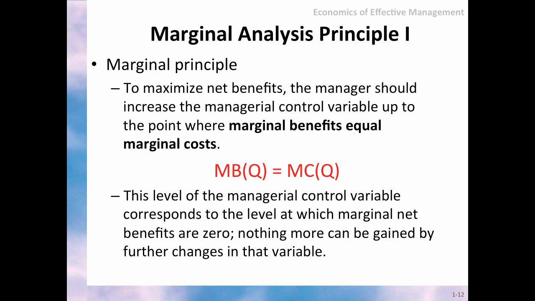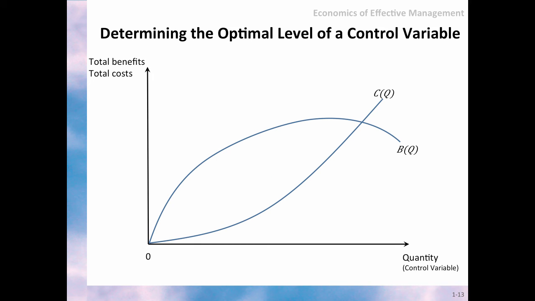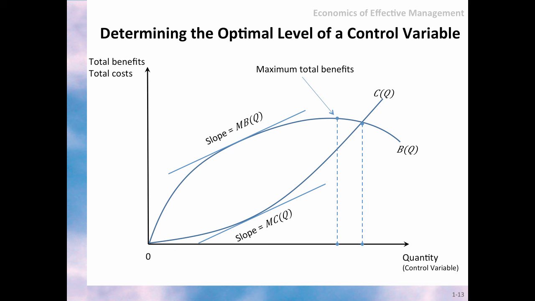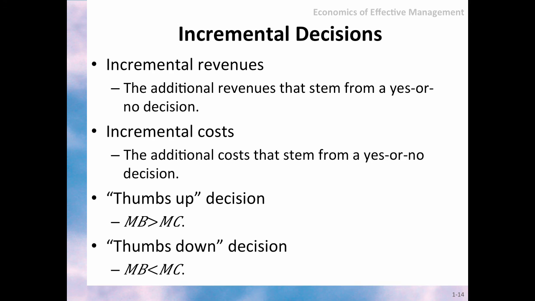But basically, what this mathematical condition is doing can be easily seen in a chart. The slope of the benefits function is what we call marginal benefits, and the slope of the cost function is what we call marginal cost. When these are equal, the difference between total benefits and total cost is maximized, which is precisely one of the most important goals managers are aiming to accomplish.